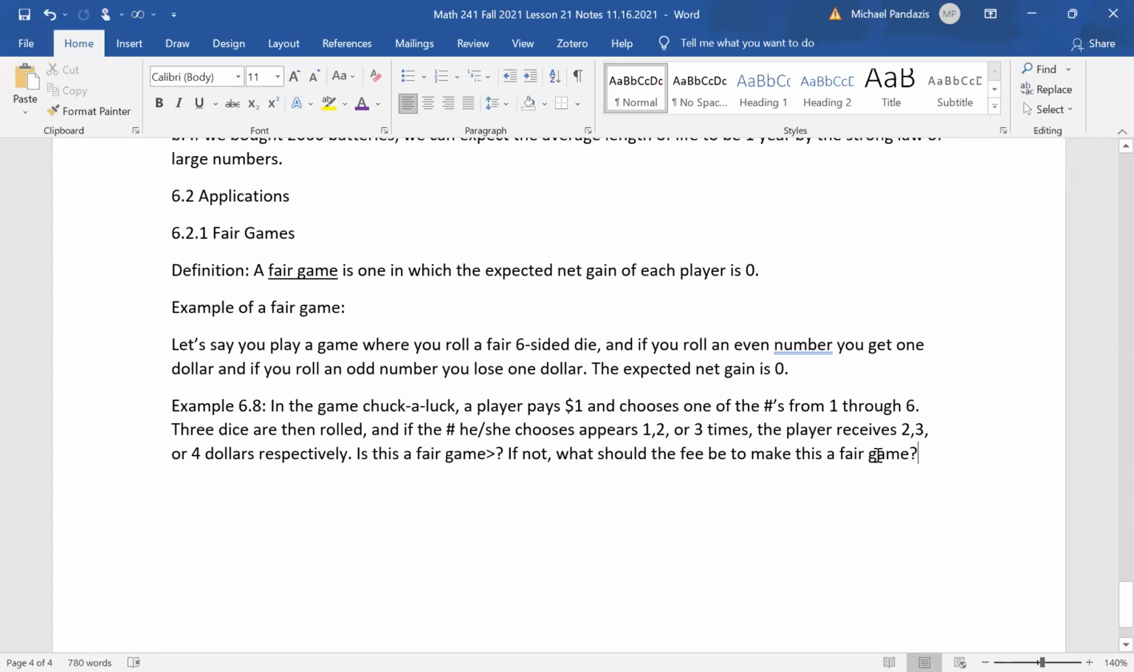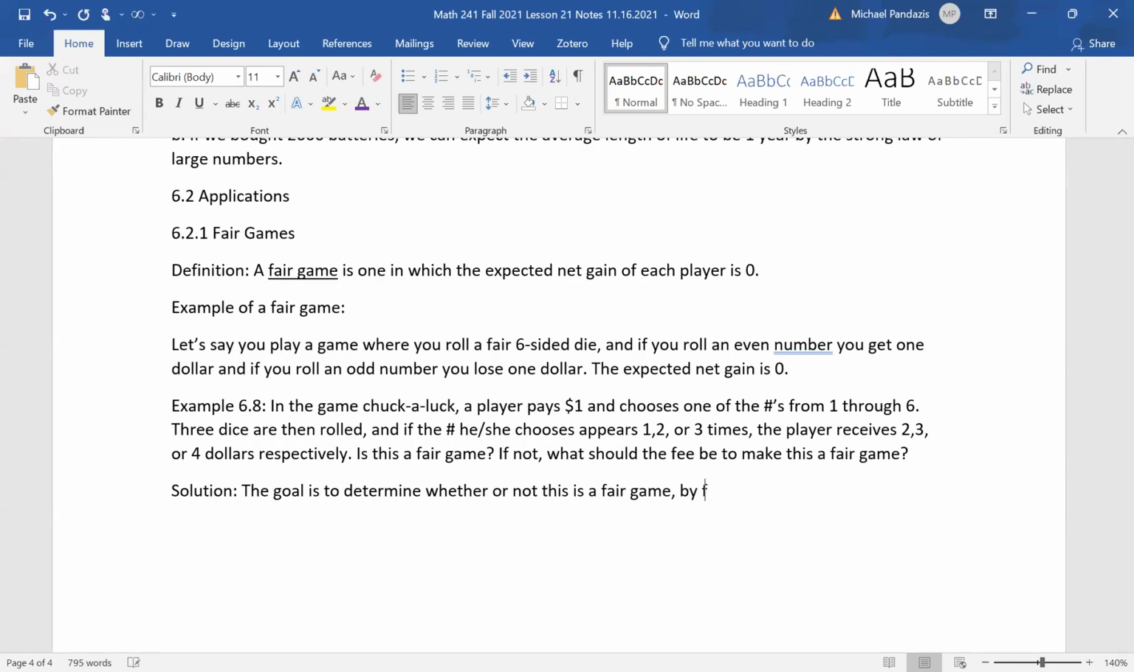Okay, so what we should do is find the expected value of the game. The goal is to determine whether or not this is a fair game by finding the expected value of the random variable in this experiment.